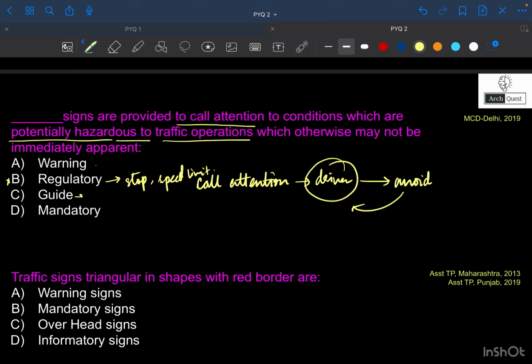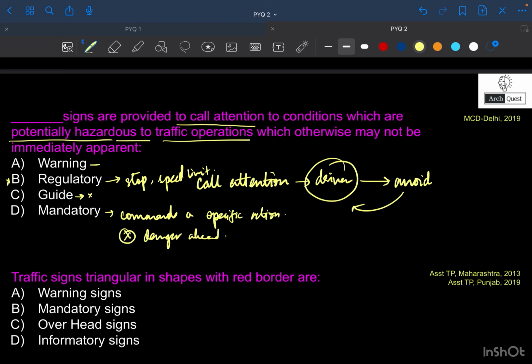Guide, again, it helps the user to follow a specific direction or a route, but does not inform or say anything about the danger ahead. So ये भी नहीं है. Mandatory, again, it's a subset of the regulatory sign that commands a specific action, but says nothing about the danger ahead.